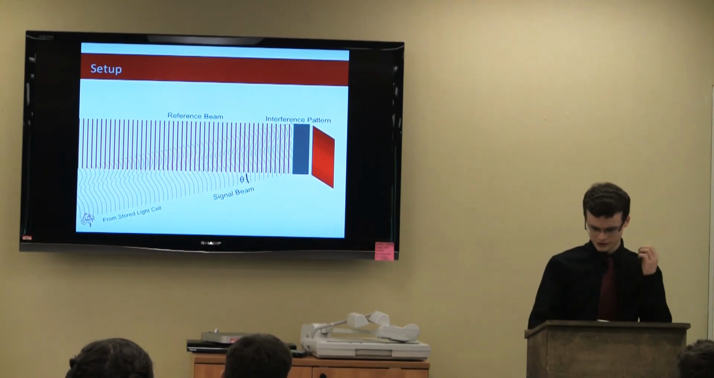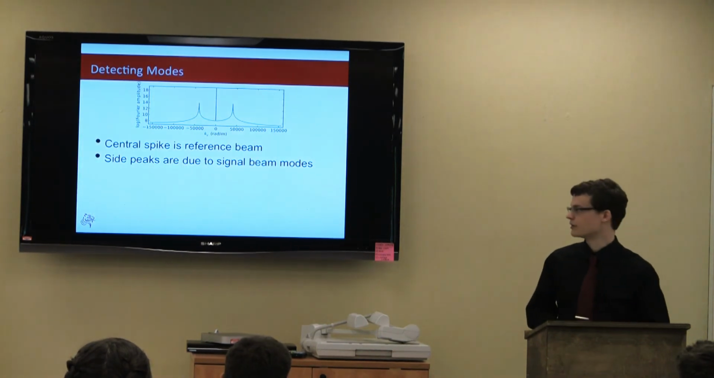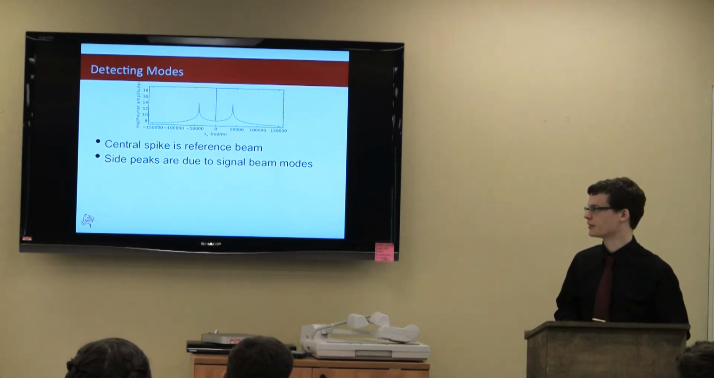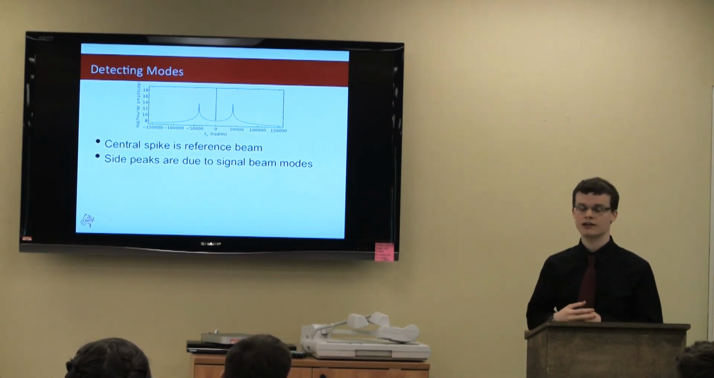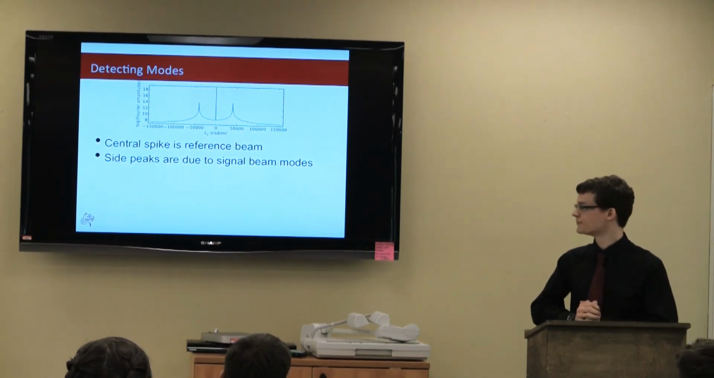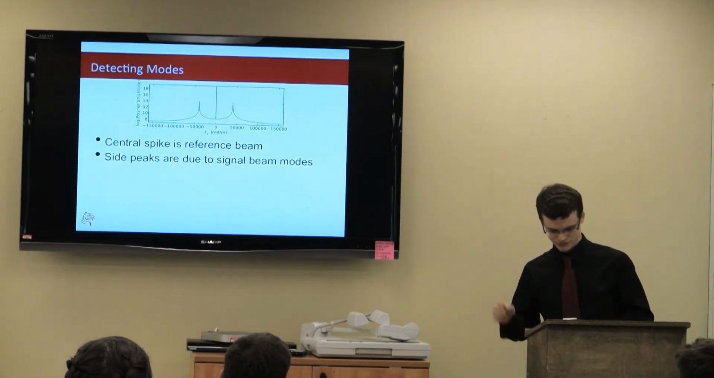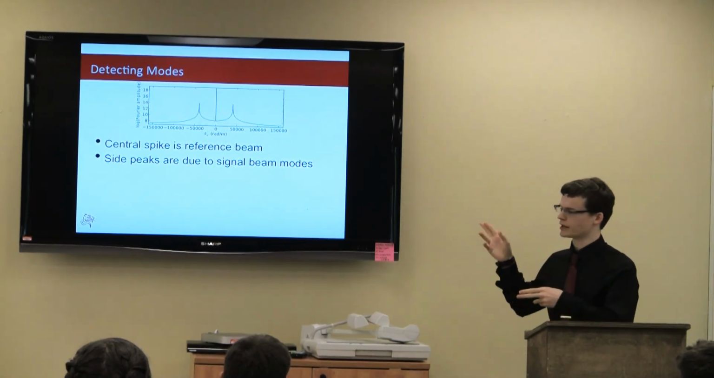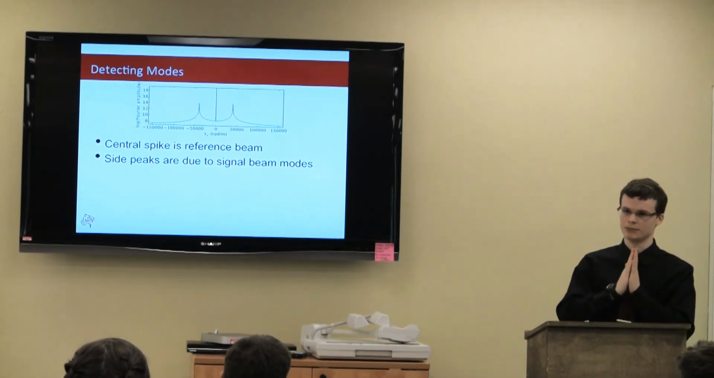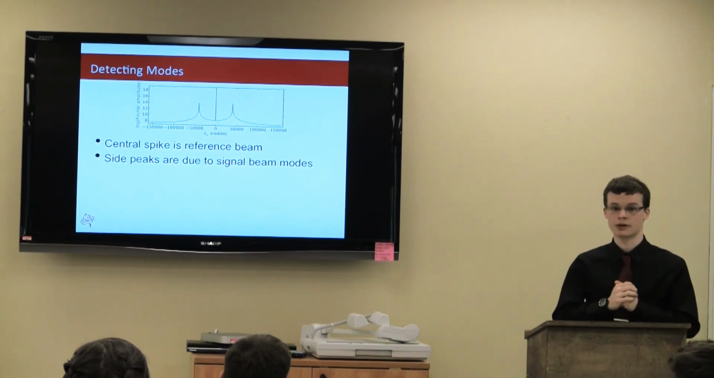And so when we take data with this setup, we expect to get an FFT graph that looks something like this. So we have the central spike corresponding to our reference beam, and then the two side peaks corresponding to our signal beam. We've actually taken data using this setup. I should reiterate, on this graph, the horizontal axis is the frequency, or the mode that we're looking at, and the vertical axis is the amplitude of that particular mode.